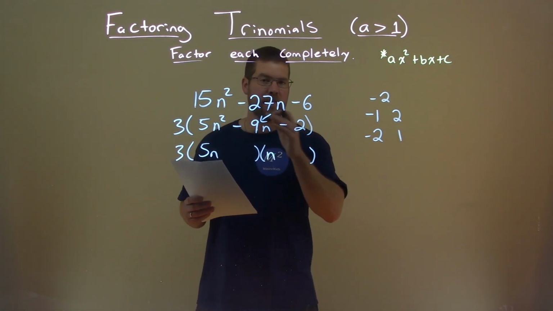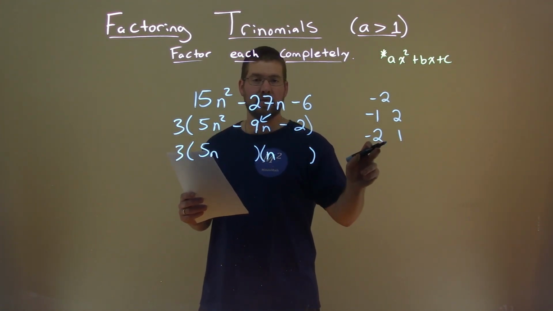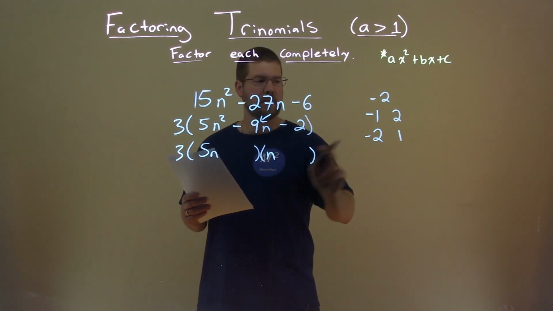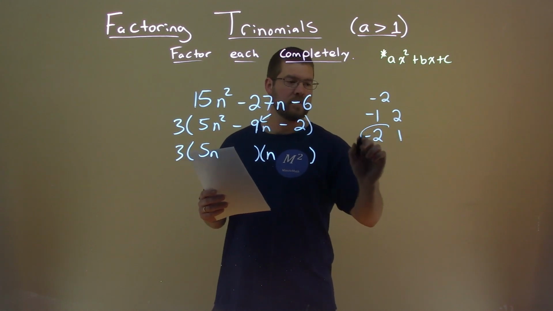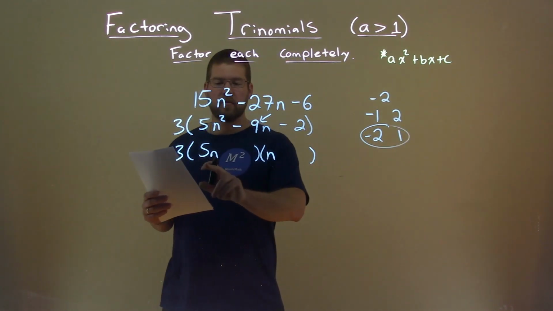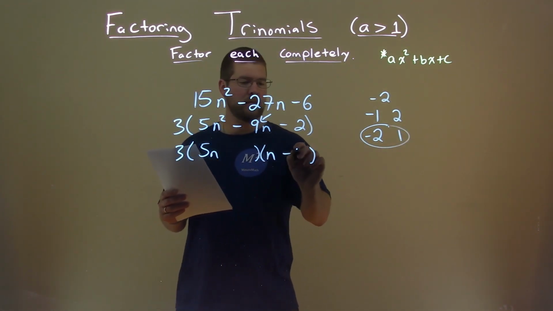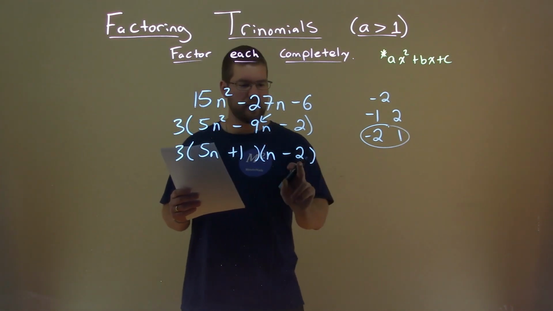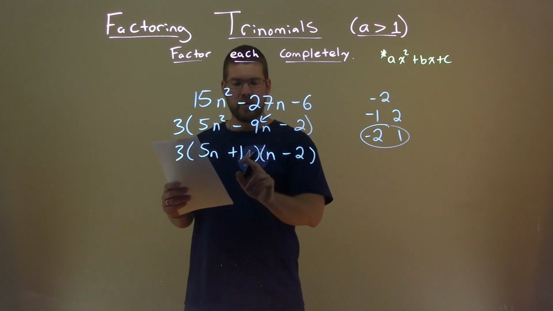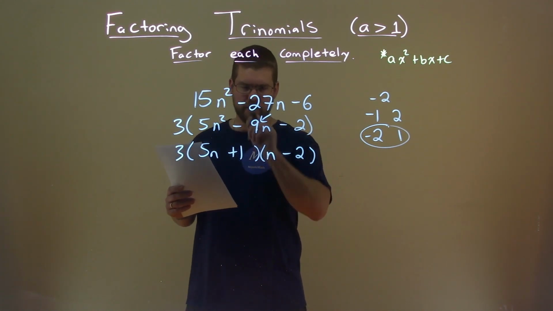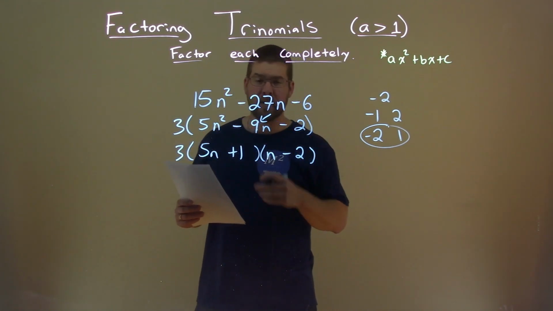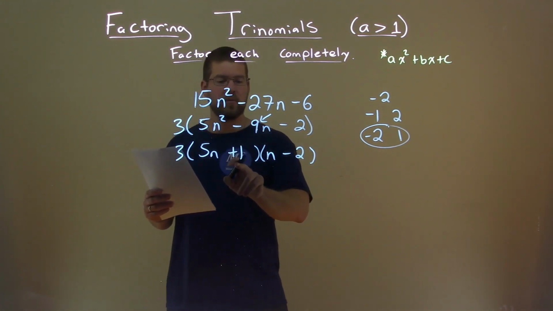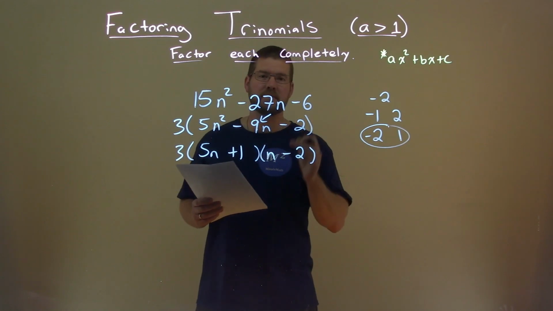closest to negative 9? And that's going to be negative 2. 5 times a negative 2 is a negative 10, plus the other value, 1, gets me negative 9. So opposite of where the 5n is, we put a minus 2 here, and a positive 1. And we can see 5n times a negative 2 is a negative 10n, plus 1 times n, which is a negative 9n. And there we have our final answer. Don't forget the 3. 3 times 5n plus 1 times n minus 2.